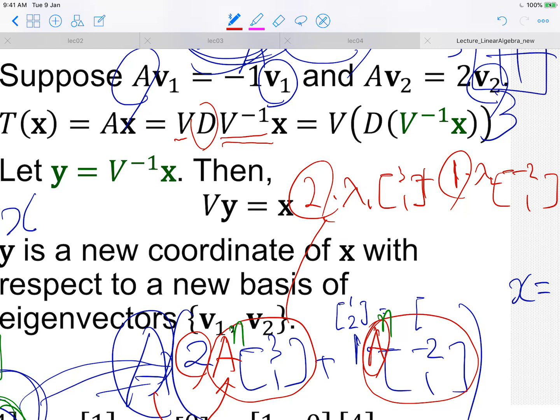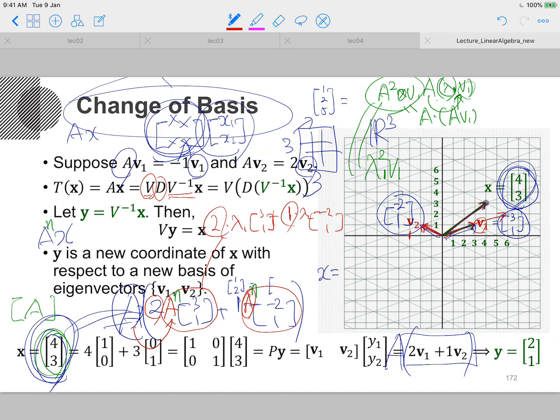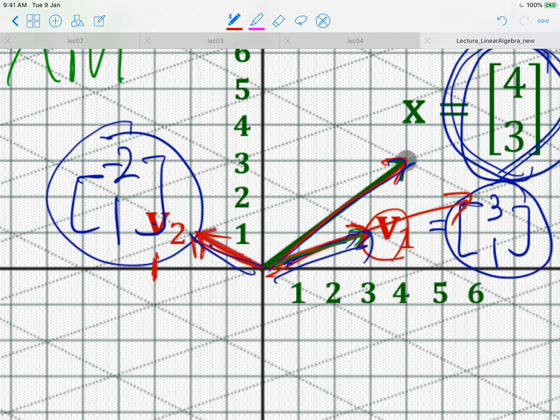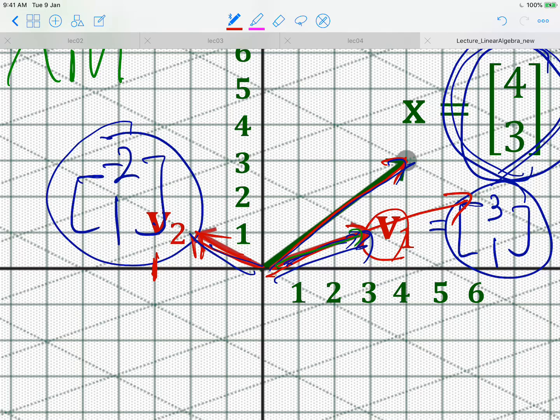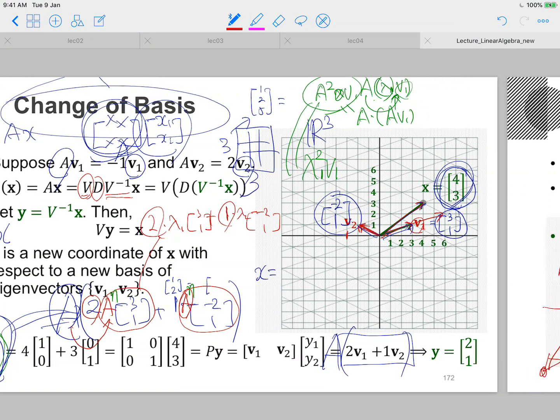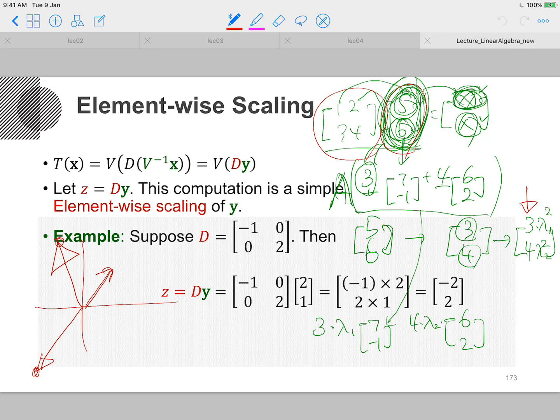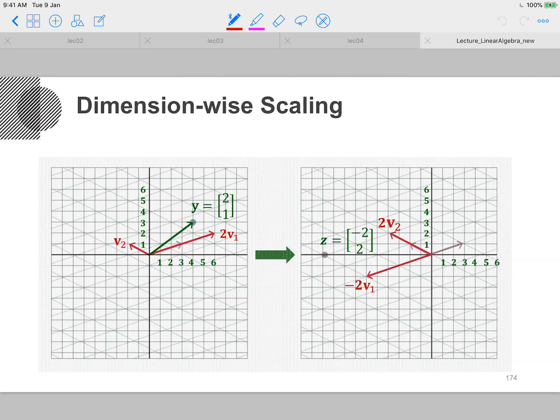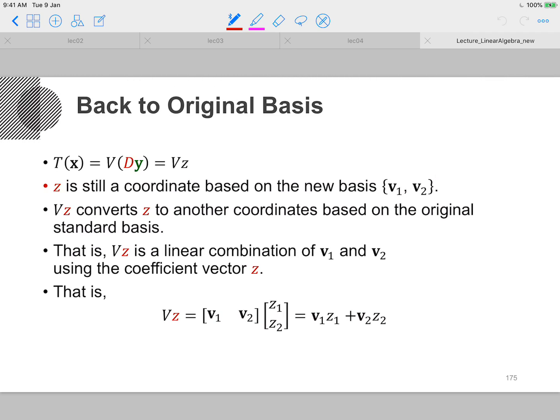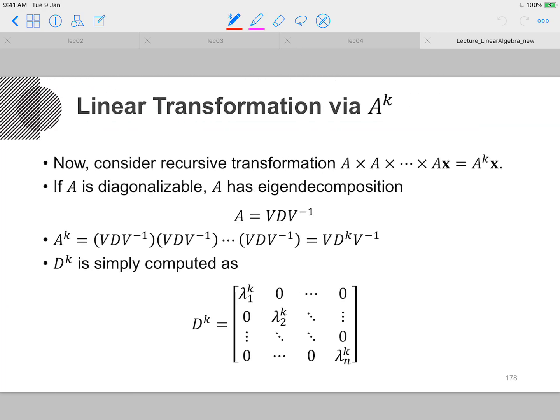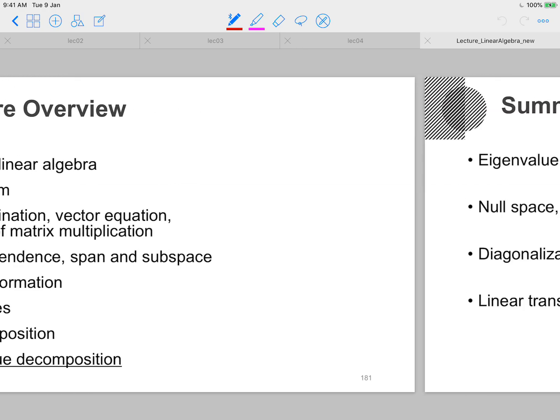Once we do the diagonal scaling, we come back to the original coordinate space by linearly combining the eigenbasis vectors that we used, to get back to the original coordinate values with respect to our standard basis of (1, 0) and (0, 1). Okay. So that was the main idea when multiplying by the matrix A represented as an eigen decomposition. The singular value decomposition follows almost the same scenario.